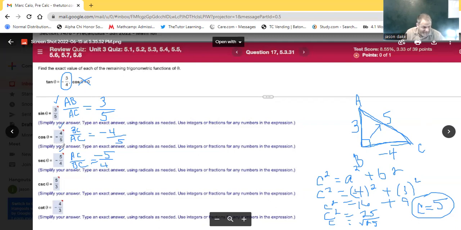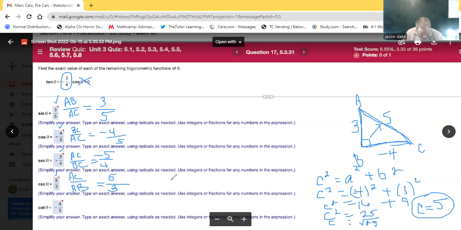Yes and yes. All right, so cosecant, CSC theta, is going to be AC over AB. AC is 5 and AB is 3. All right, does that match? Yes, it does.